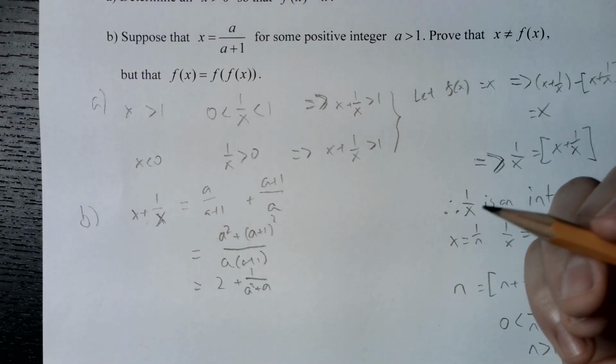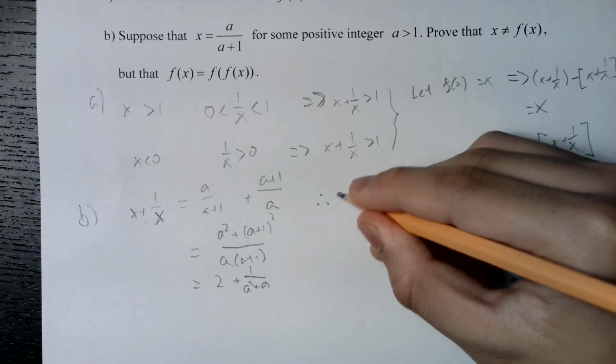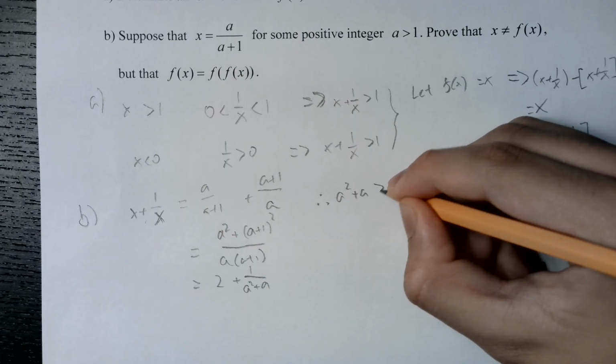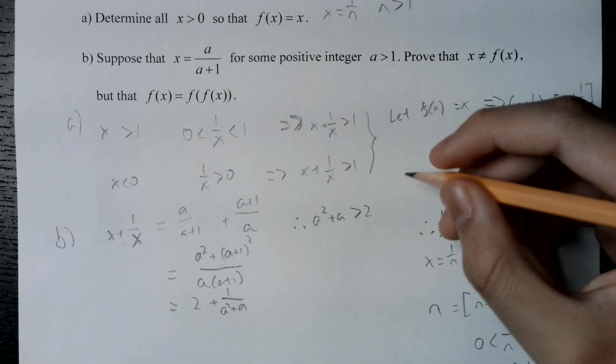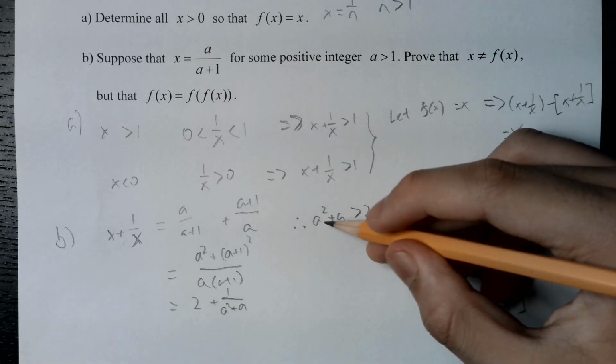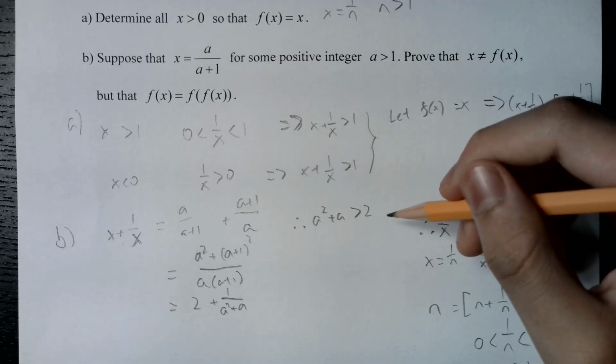Now since we know that a is bigger than 1, this means that a squared plus a is obviously going to be bigger than 2. And this is because, as I just said before, a is bigger than 1. So obviously this is going to be bigger than 1, and this here is going to be bigger than 1 as well. So two numbers that are both bigger than 1 added together is obviously going to be bigger than 2.